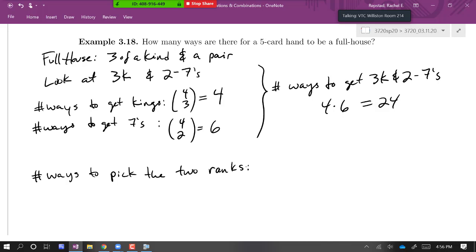The order in which we pick the ranks, if I were trying to figure out how many ways to get 2 pair, wouldn't matter, right? Because 2 kings and 2 sevens, same, doesn't matter. Here it does matter. So I don't want to use a combination here. I just want to use the multiplication counting principle and get 13 times 12, which is, by the way, the same thing you get if you find the permutation of 13 and 2.